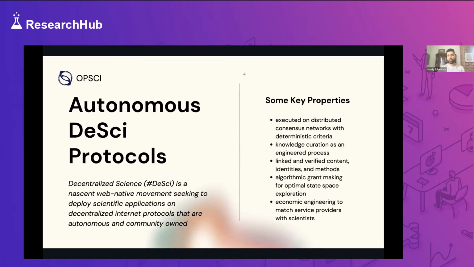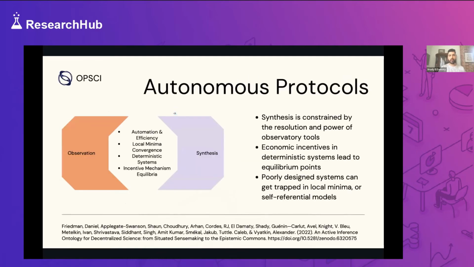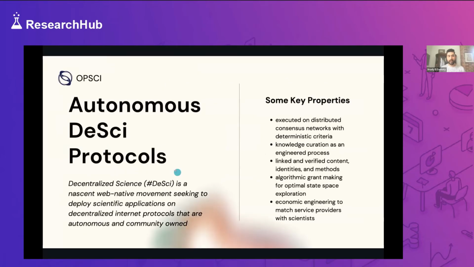There's many, many definitions out there, but I think we would probably all agree that at least a sub-definition would be DeSci could be characterized as this web native movement to bring the practice of science into a digital space where individuals could deploy scientific applications on decentralized internet protocols, right? So these are public goods. They don't run on any particular trusted party. They're distributed, they're autonomous, they're community owned, and they have some really interesting key properties, right? So that they're on these distributed consensus networks that have deterministic criteria, where knowledge curation is an engineered process, right? It's kind of taking this concept of science as software to the limit.